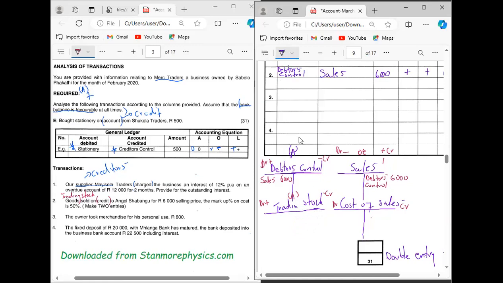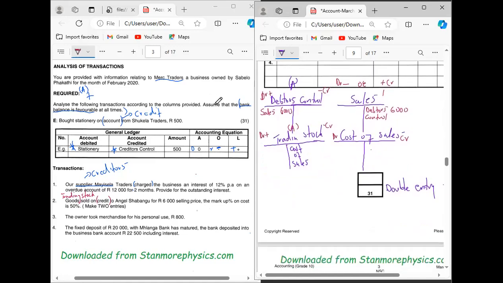Then we'll have to have what? Cost of sales, because our goods and services are going to decrease. But how are we going to be able to calculate the cost of sales? We were given the markup and the selling price, which is 6,000. This is what we have, so we are going to use what we have in order to calculate what we don't have.